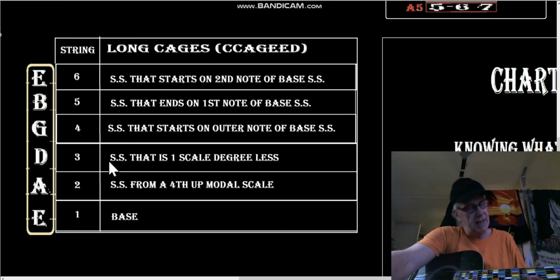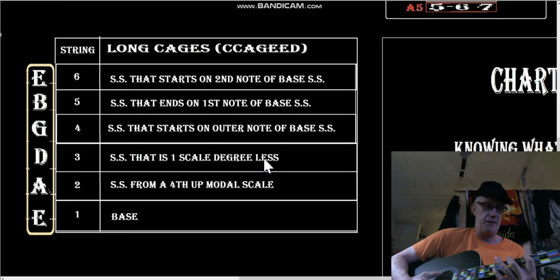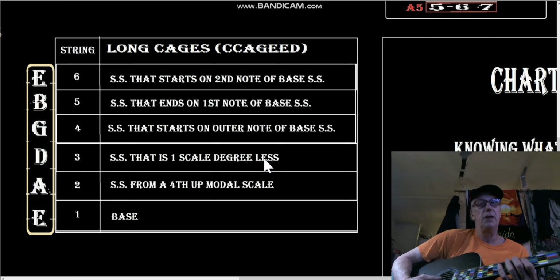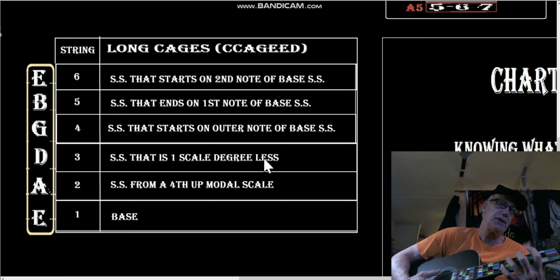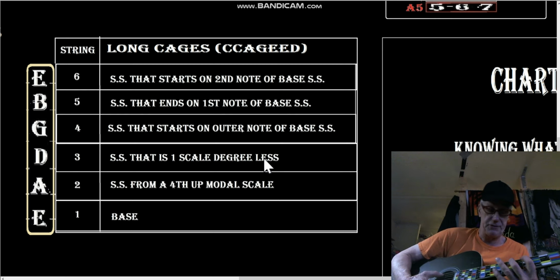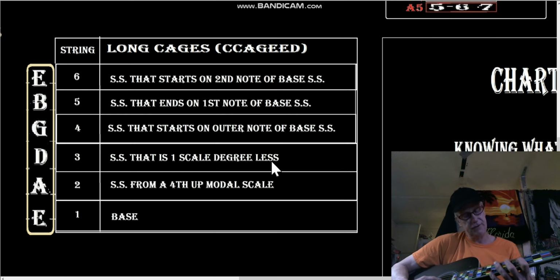And as it turns out, the third string is the string shape that's 1 scale degree less. So if we have 5, 6, 7 here, the 1 scale degree less from 5, 6, 7 is 4, 5, 6. We have our 3 long ones: 4, 5, 6, 5, 6, 7, and root, 2, 3. Those are our 3 long ones. So it's going to be a string shape that's 1 scale degree less, so it's 4, 5, 6.